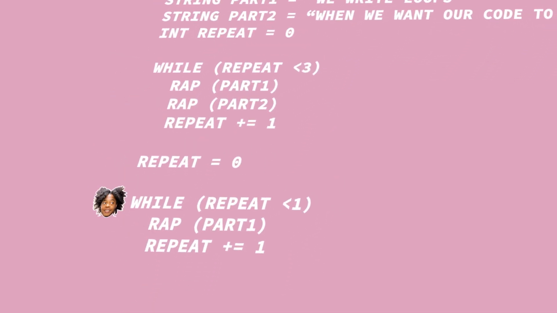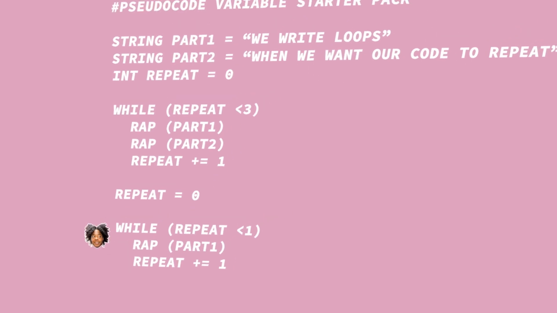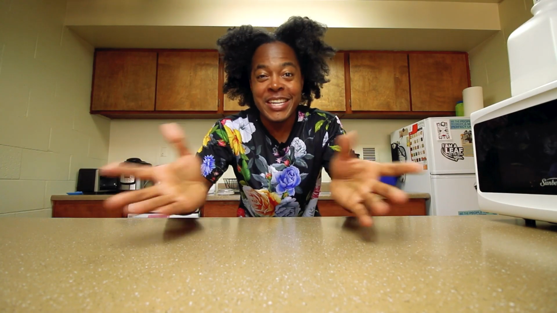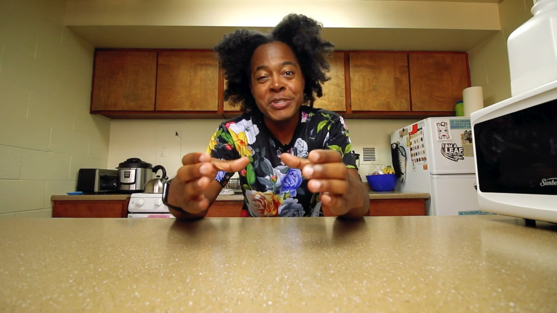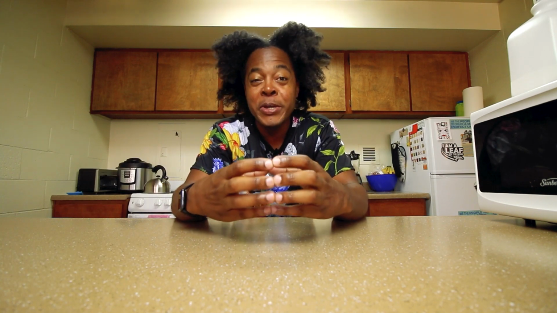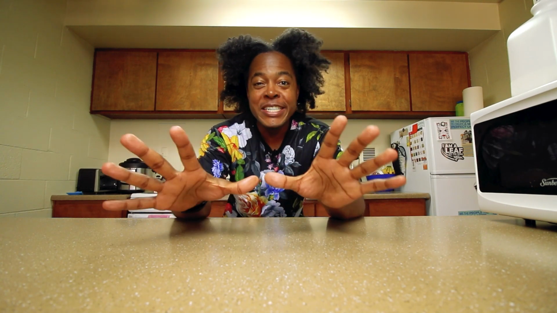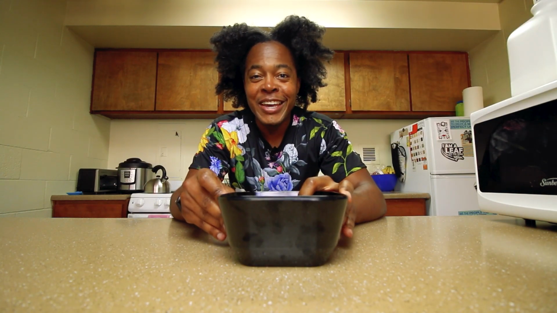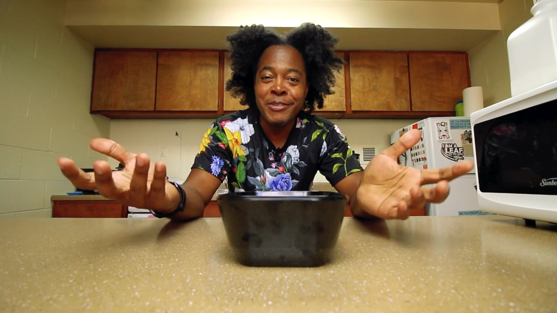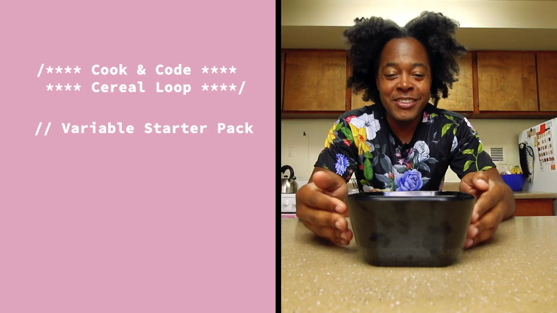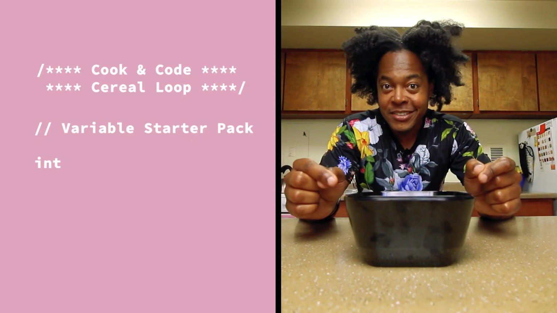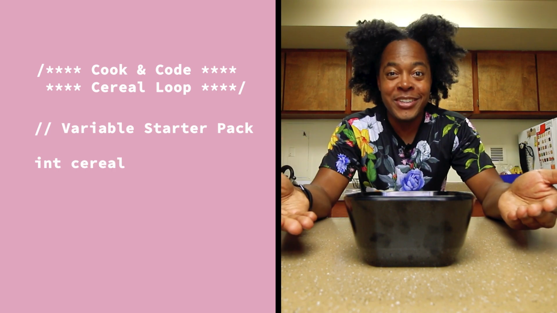So imagine this counter space as computer memory, and we want to reserve a small area so that we can store some data. What we need to do is declare a variable. Get it? Variable. So let's make this variable of type int and name it cereal.